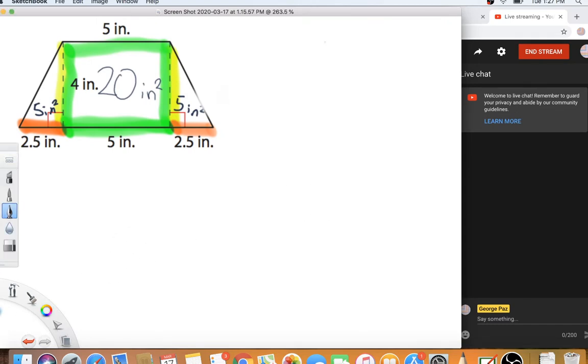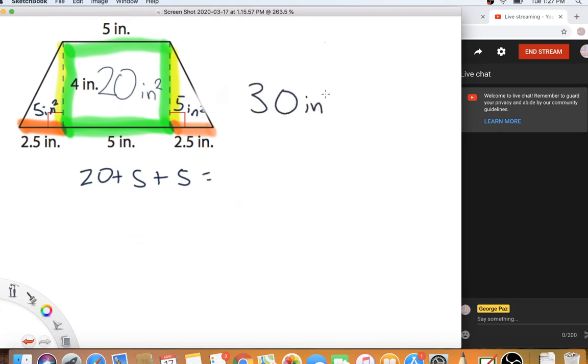Perfect. Now, from here, we're going to add our 3 areas: 20 plus 5 plus 5. And all of these are inches squared. I'm not going to put it in there. So 20 plus 5 is 25, plus 5 more is 30. So the area for this whole trapezoid would be 30 inches squared. All right, and let me finish it there.